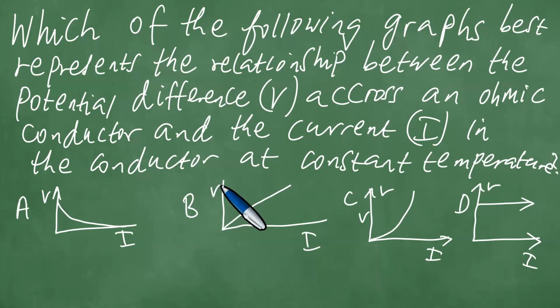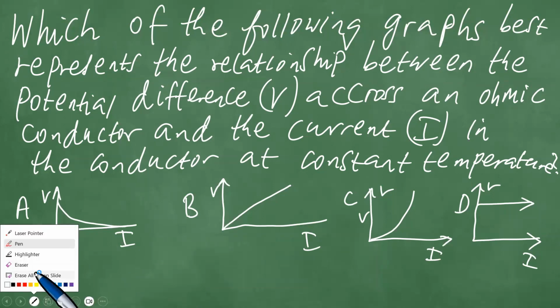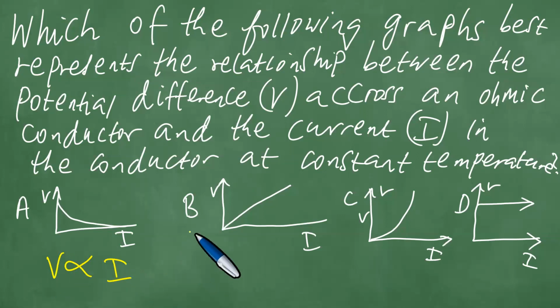Okay, let's look at this one. So, which of the following graphs best represents the relationship between the potential difference across an ohmic conductor and the current? According to Ohm's law, because we're looking at an ohmic conductor here, V is directly proportional to I. So this is the correct one.